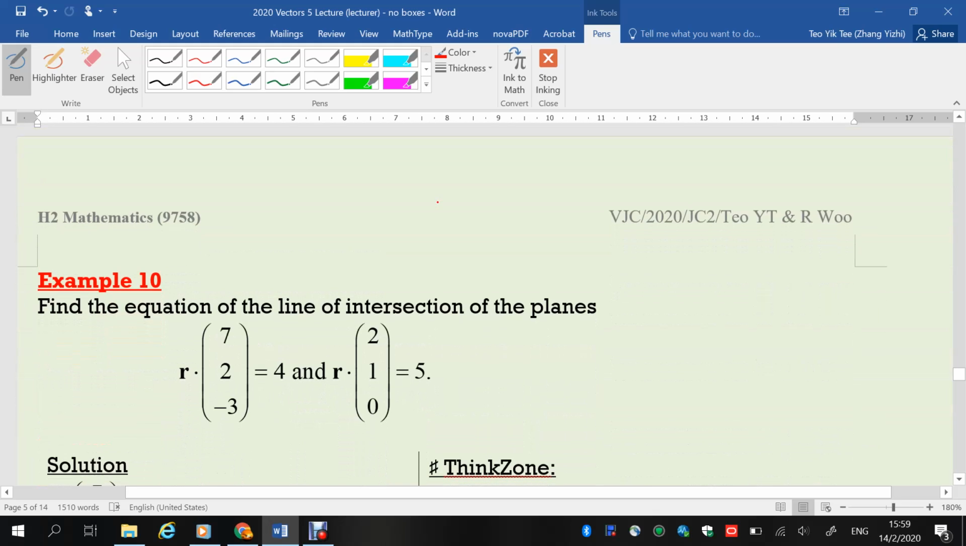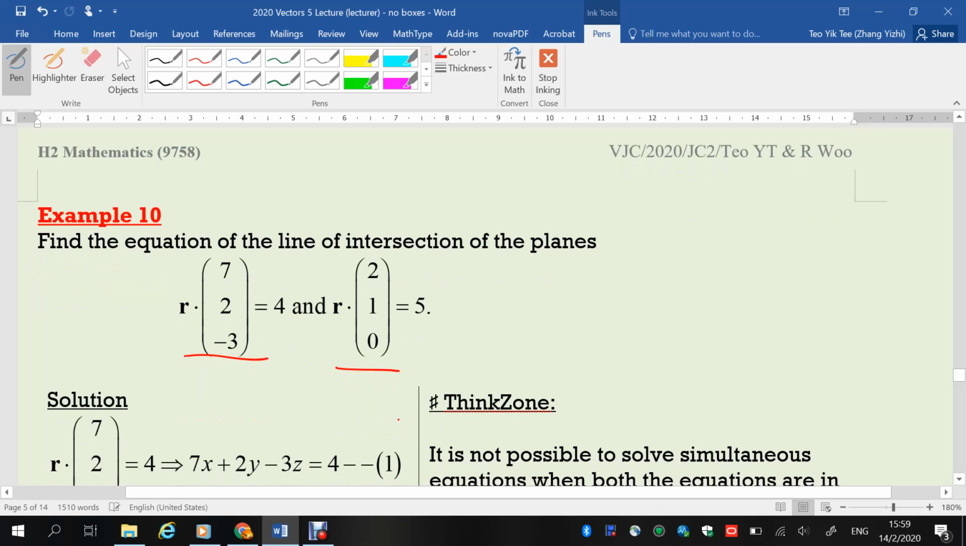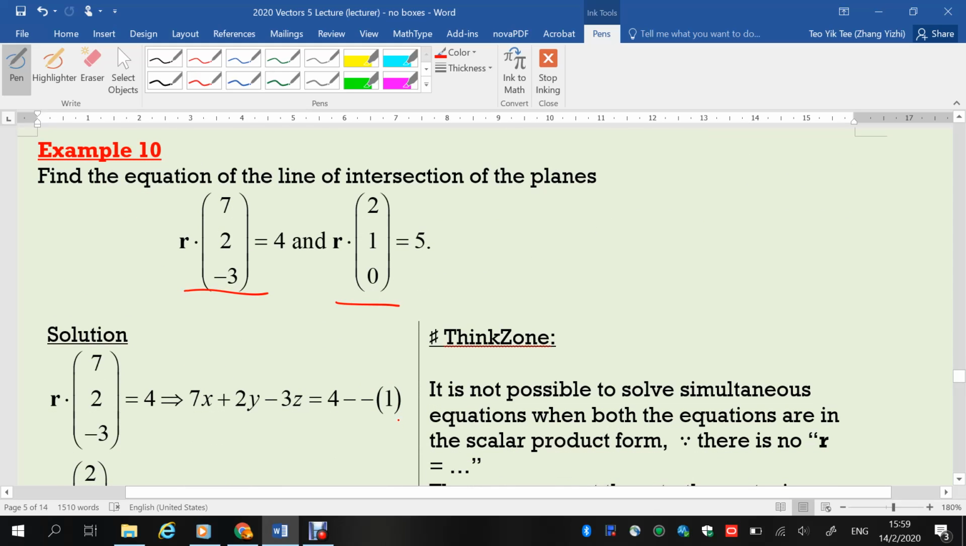Imagine I give you these two equations in your example 10. I ask you to find the line of intersection of the two planes. So your theory is to equate. But the problem is how to equate. If I were to give you the equations of planes in r dot n form, it's impossible to equate, because how to dot or how to substitute? The best, recommended way for you is to convert your equation into Cartesian equation.